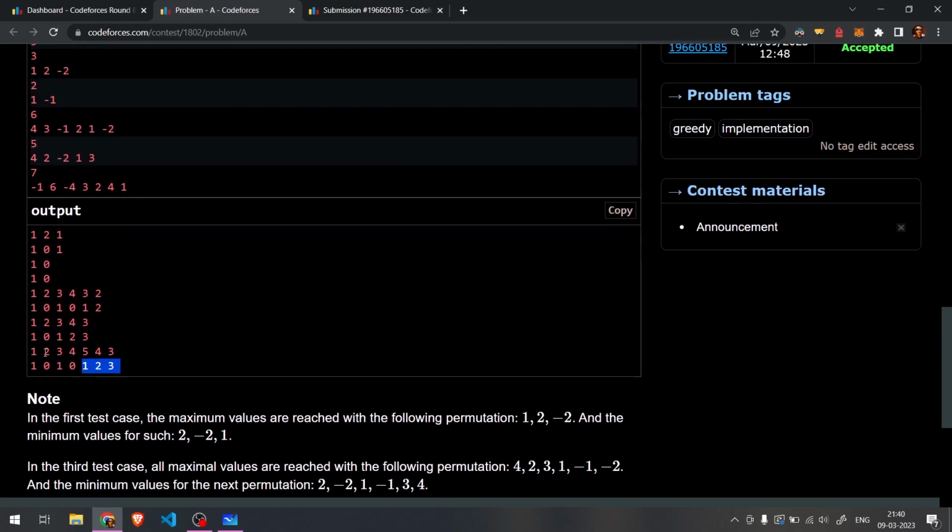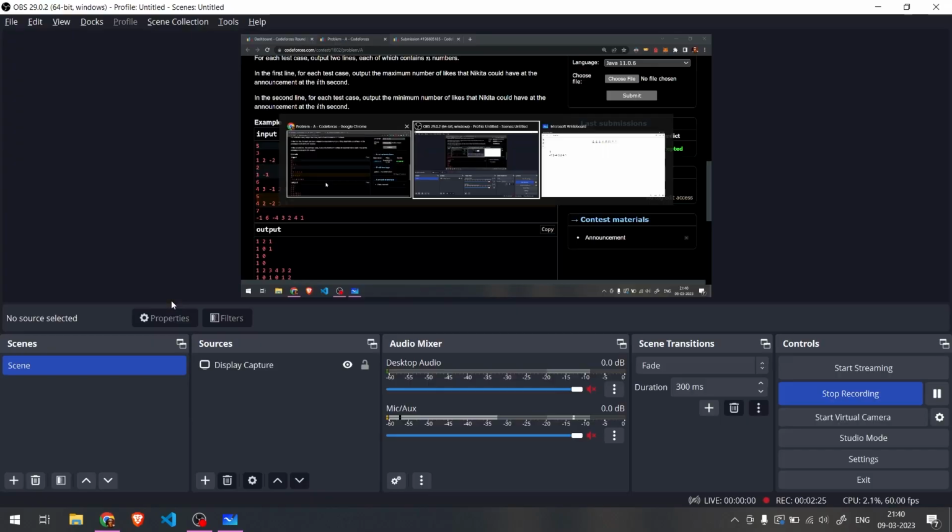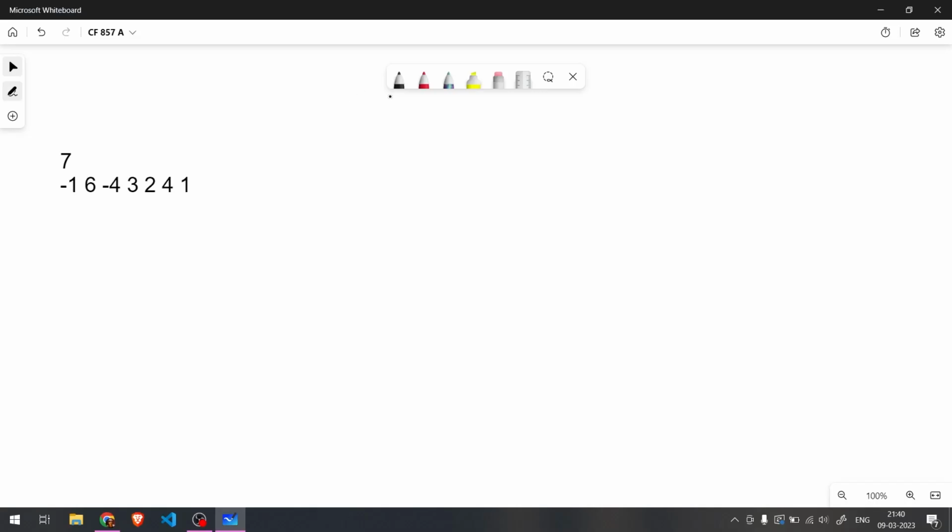But when we have to find the maximum number of likes, what we do is we keep on increasing, and then we have to take the dislikes. I'll explain it. So I've taken this example here.